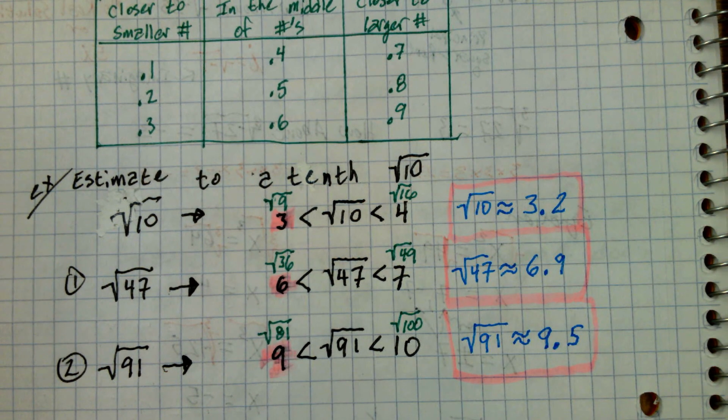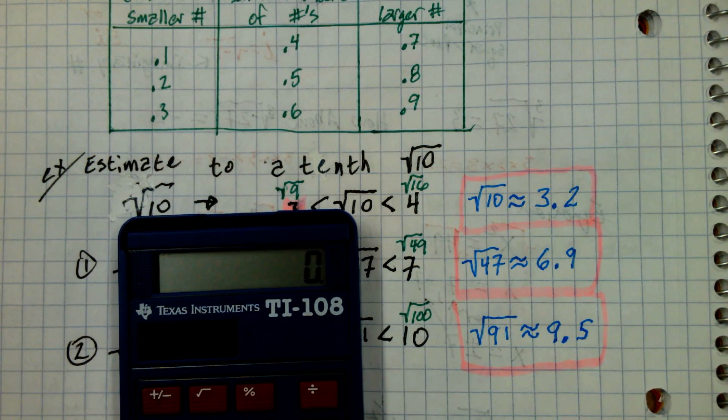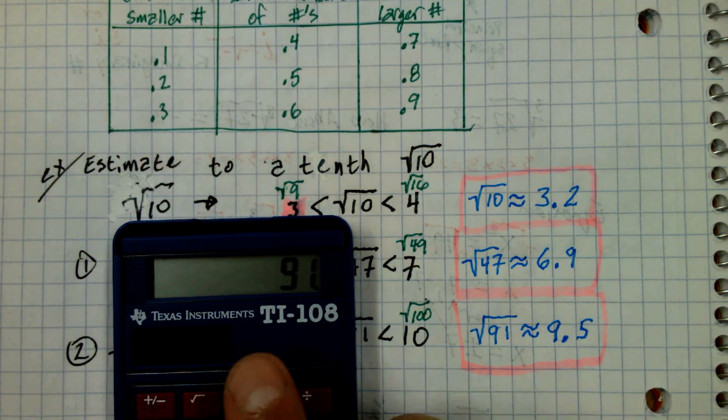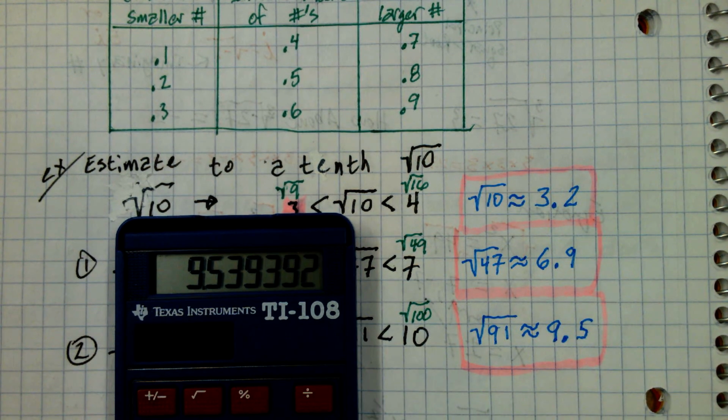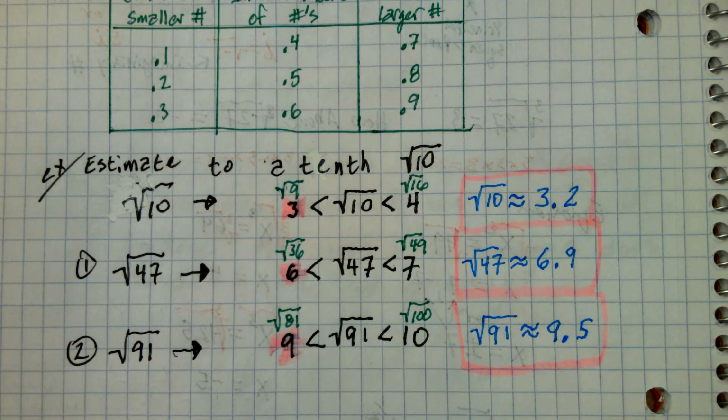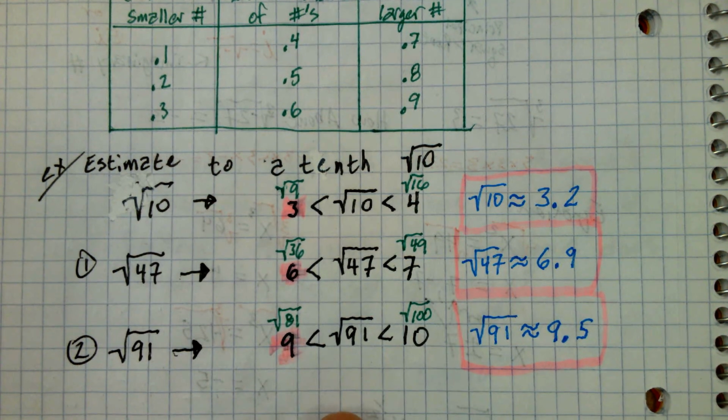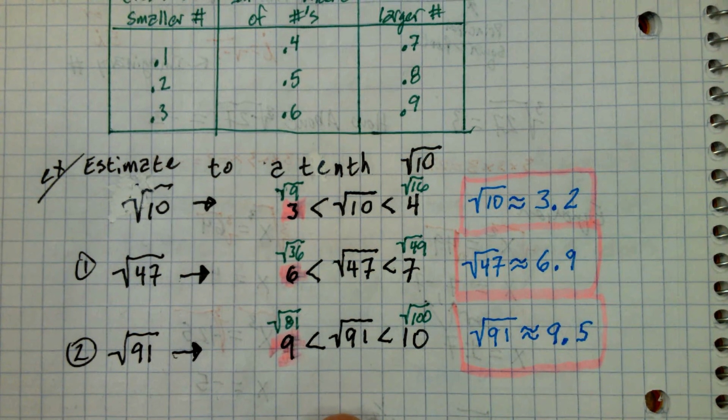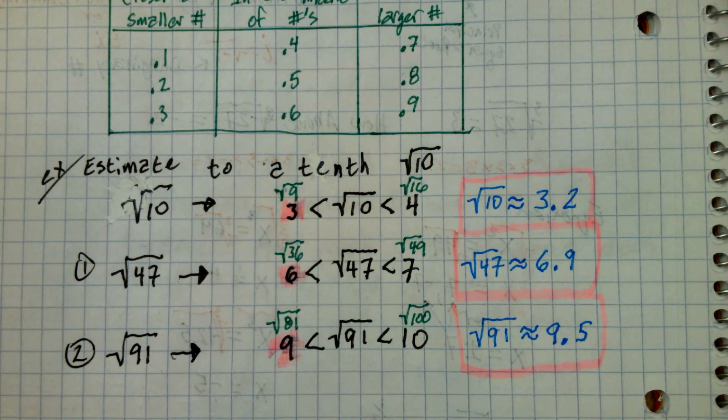Let's see. The square root of 91, yeah, 9.5. Okay. You think you got this? Yes. Let's move on to cube roots. Cube roots is pretty much the same thing.